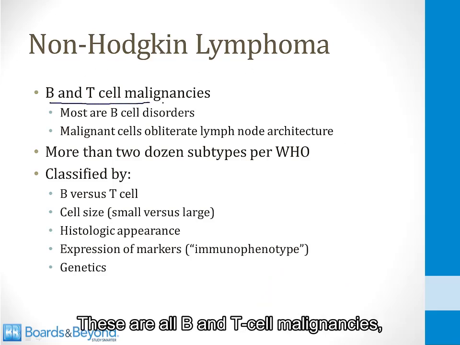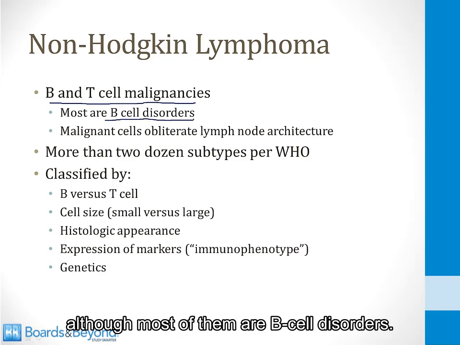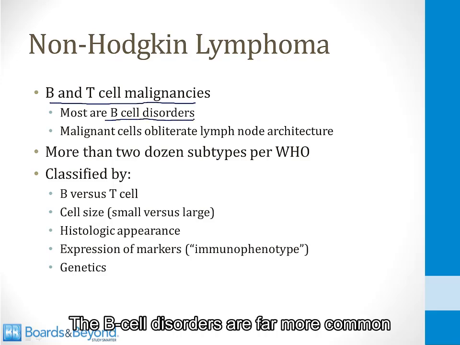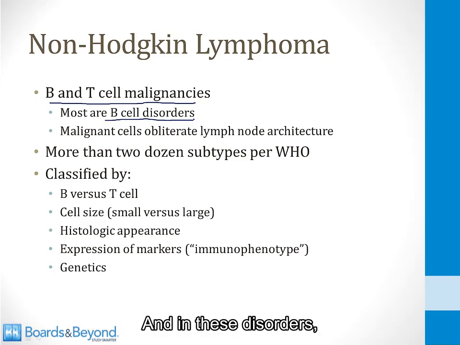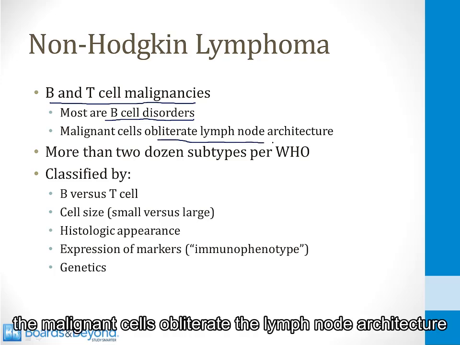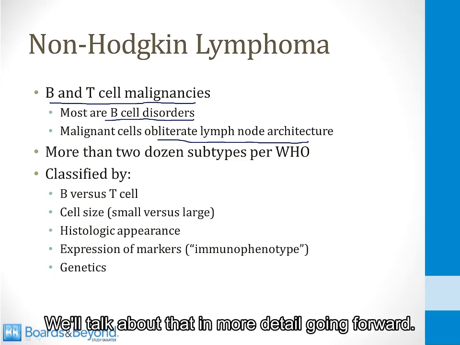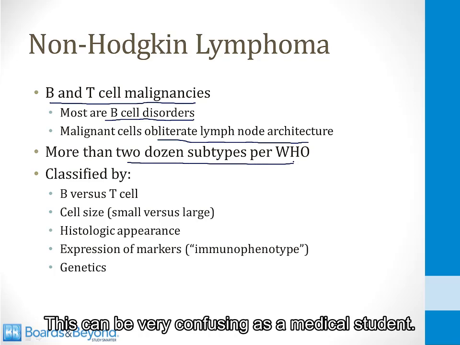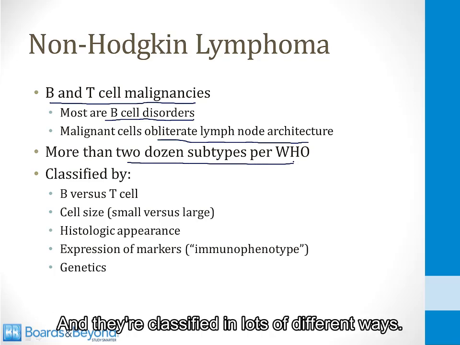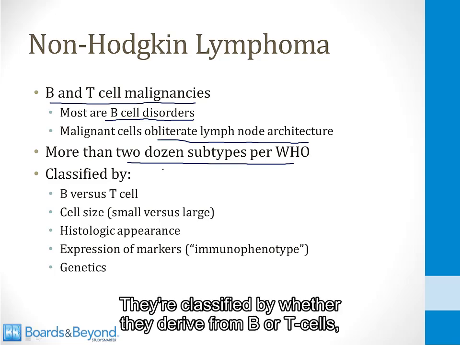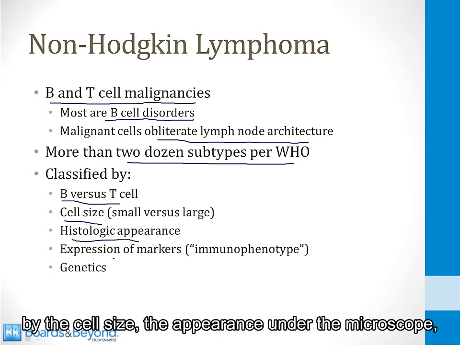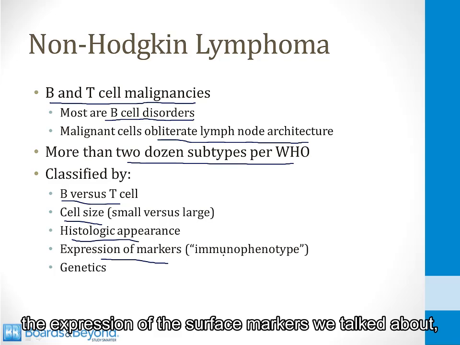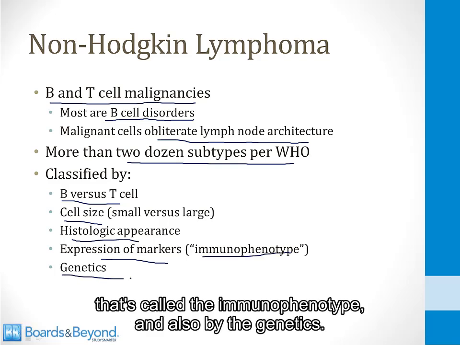These are all B and T cell malignancies, although most of them are B cell disorders. The B cell disorders are far more common than the T cell disorders. And in these disorders, the malignant cells obliterate the lymph node architecture and change it. We'll talk about that in more detail going forward. There are more than 24 subtypes per the World Health Organization, and this can be very confusing as a medical student. And they are classified in lots of different ways. They're classified by whether they derive from B or T cells, by the cell size, the appearance under the microscope, the expression of the surface markers we talked about, that's called the immunophenotype, and also by the genetics.